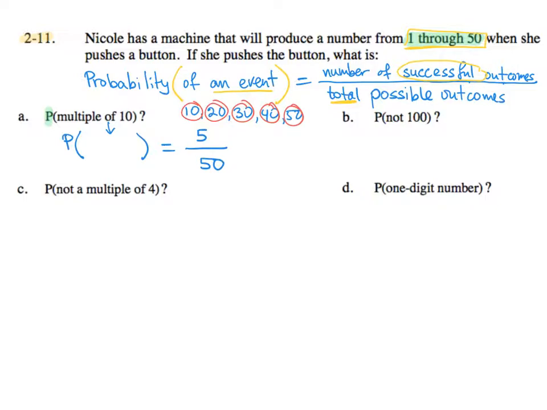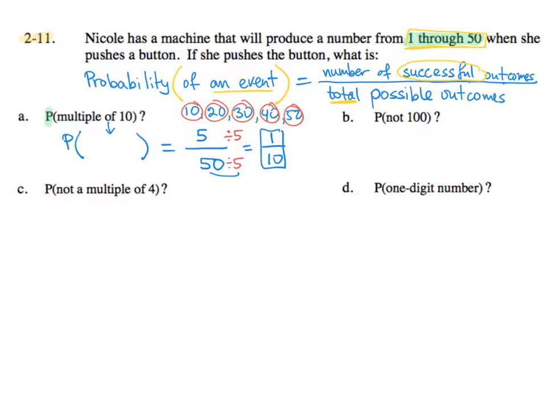Pause the video and do so on your own, and also make sure you're writing things down. Okay, so to reduce, for example, the 5 over 50, I'm dividing by 5. Whatever you do on the bottom, you do on the top. So 5 divided by 5 is 1, so 1 out of, and then 50 divided by 5 is 10. So my final answer for the probability is 1 out of 10.